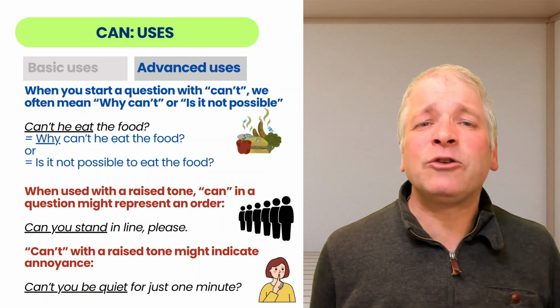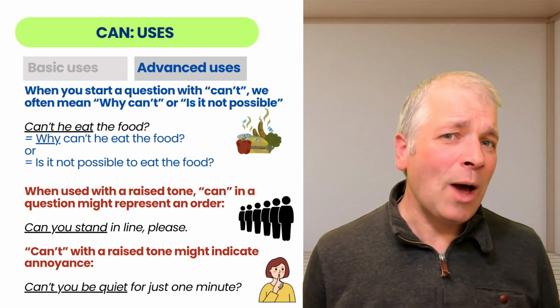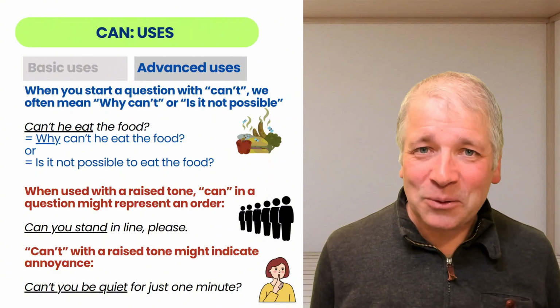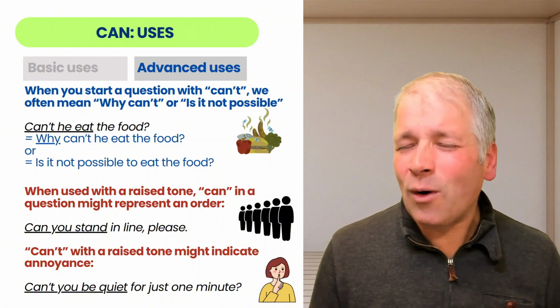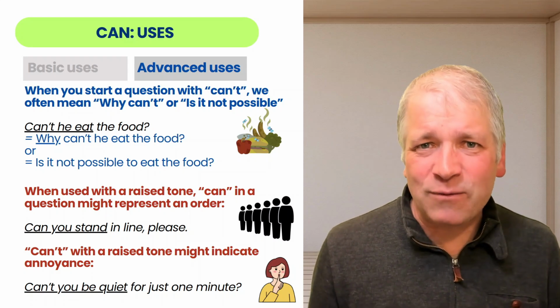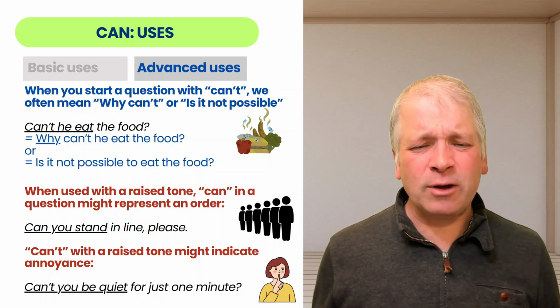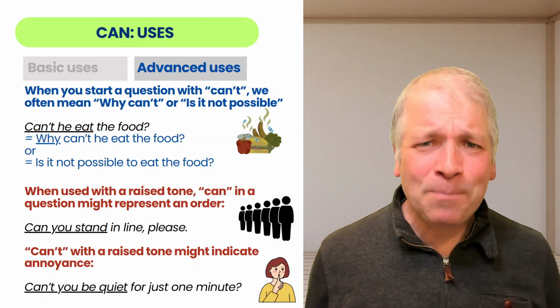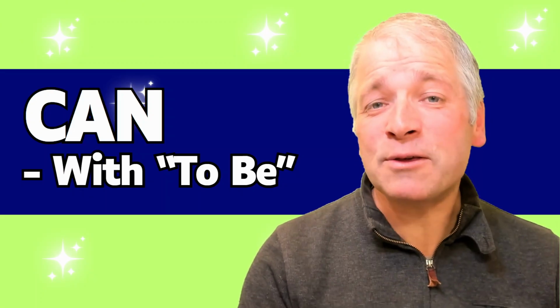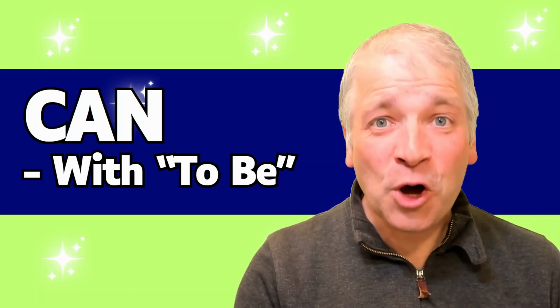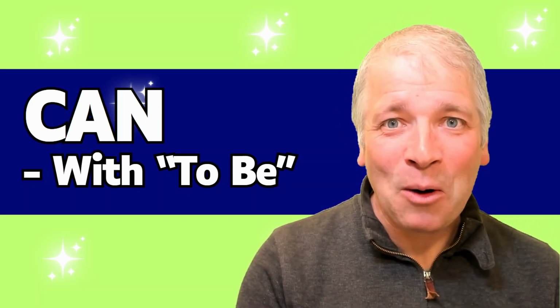You're probably saying that to a group of people who you have the permission to speak like that to, a group of people who are making lots of noise, you want them to be quiet, and you're in charge, so you have the right to give the order. "Can't you be quiet for just 1 minute? I'm annoyed by your noise. Please be quiet." There are some special ways that we can use can with the verb to be. Let's look at them now.